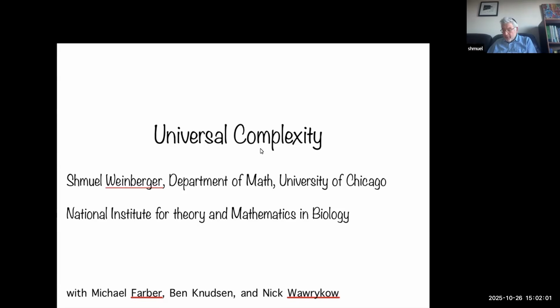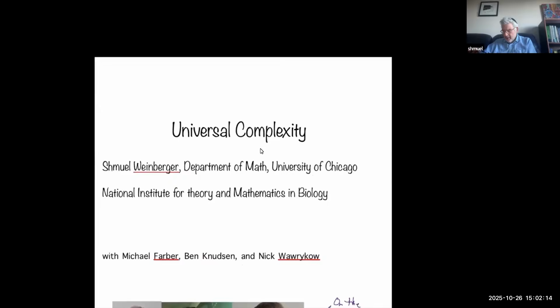By universal complexity, of course, it's not universal in the sense of really, really universal. It's universal in the sense of this AMS special session on topological complexity.